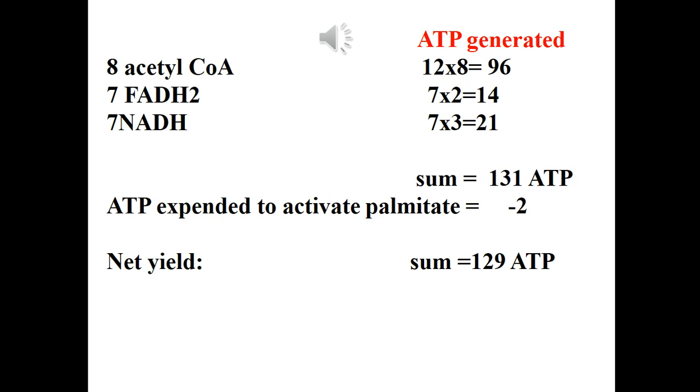131. But we use 2 ATP for activation of palmitic acid in order to convert it to palmitoyl CoA. So 131 minus 2 leads to a net ATP of 129 molecules.